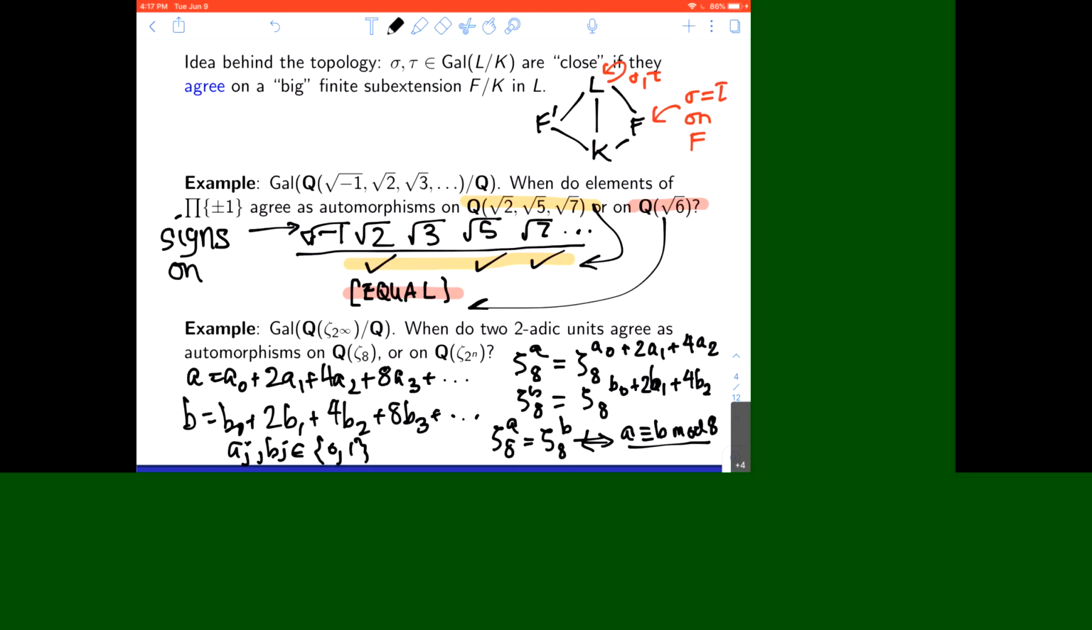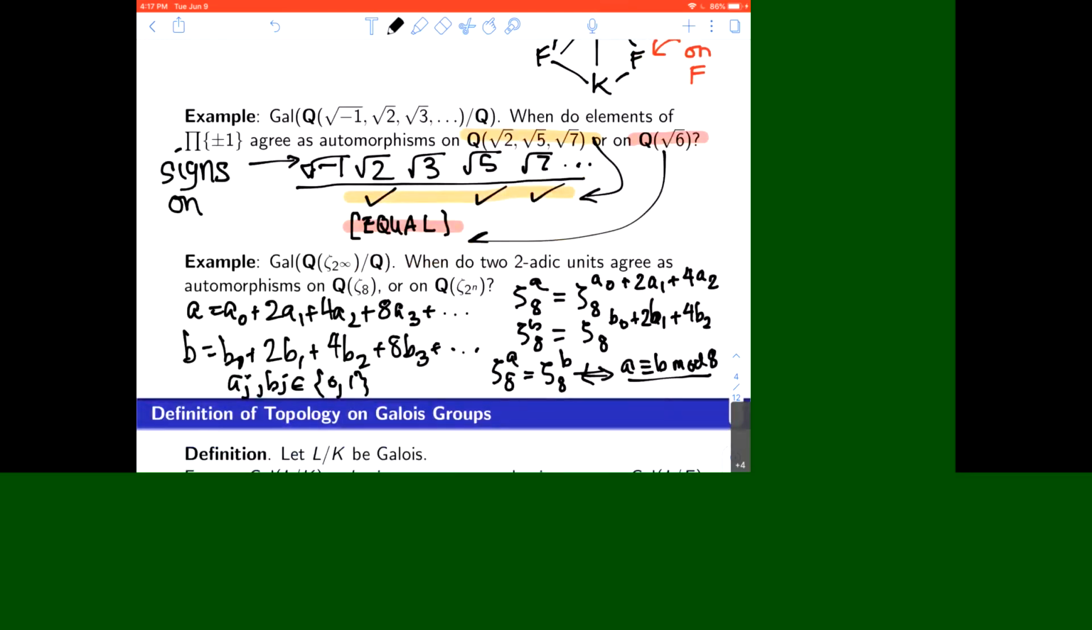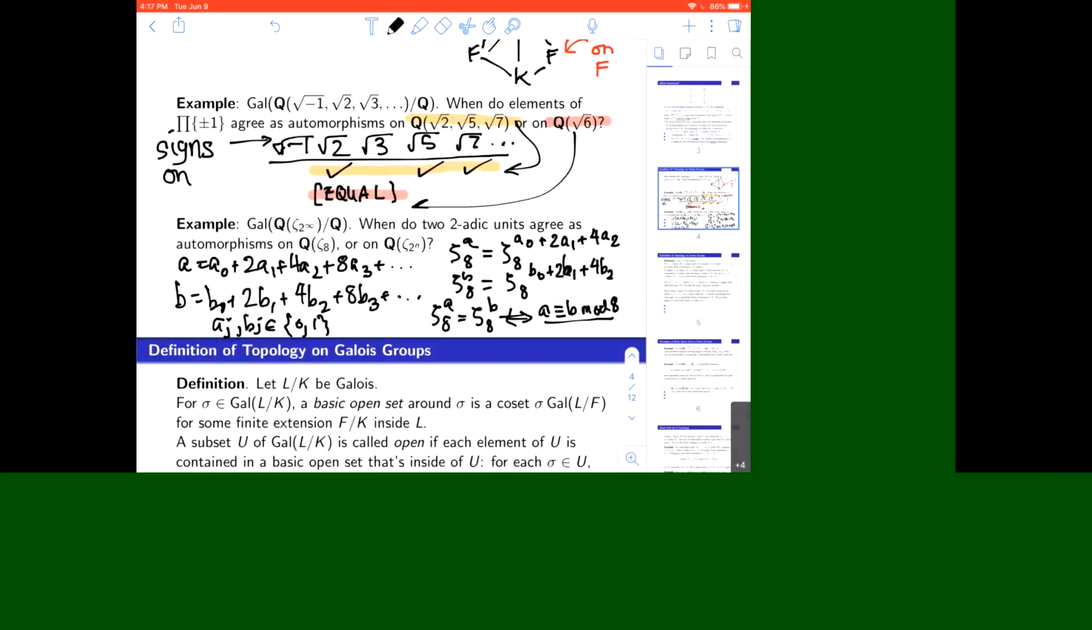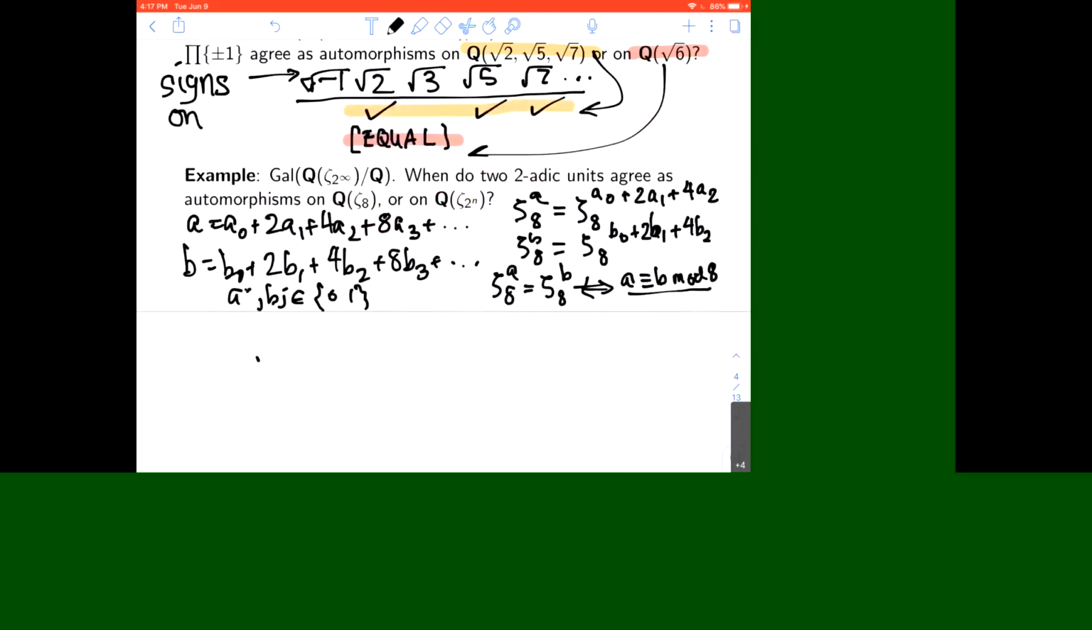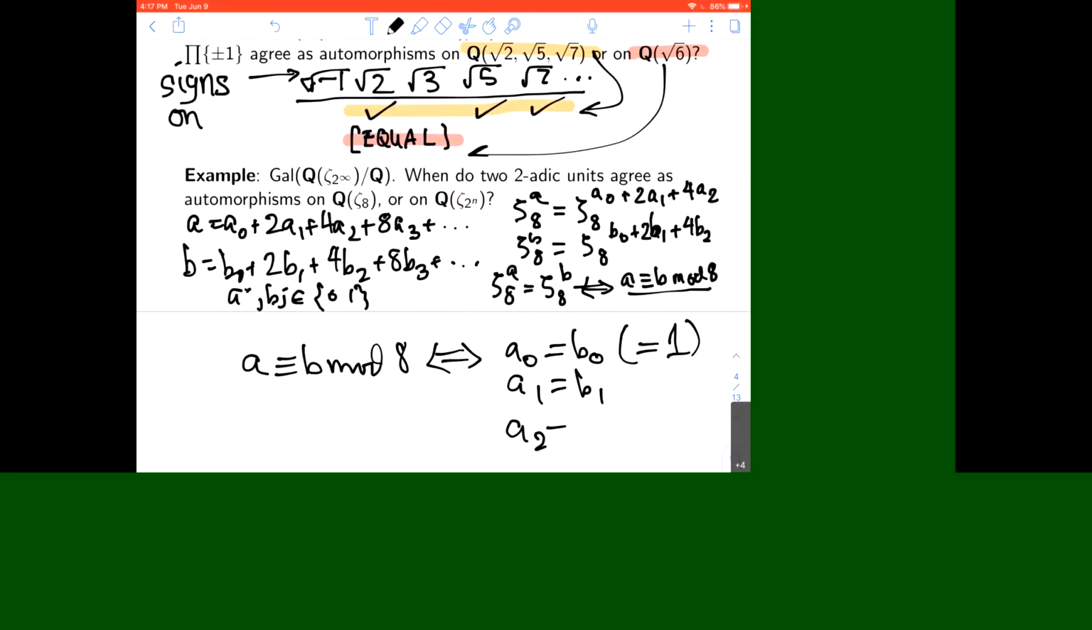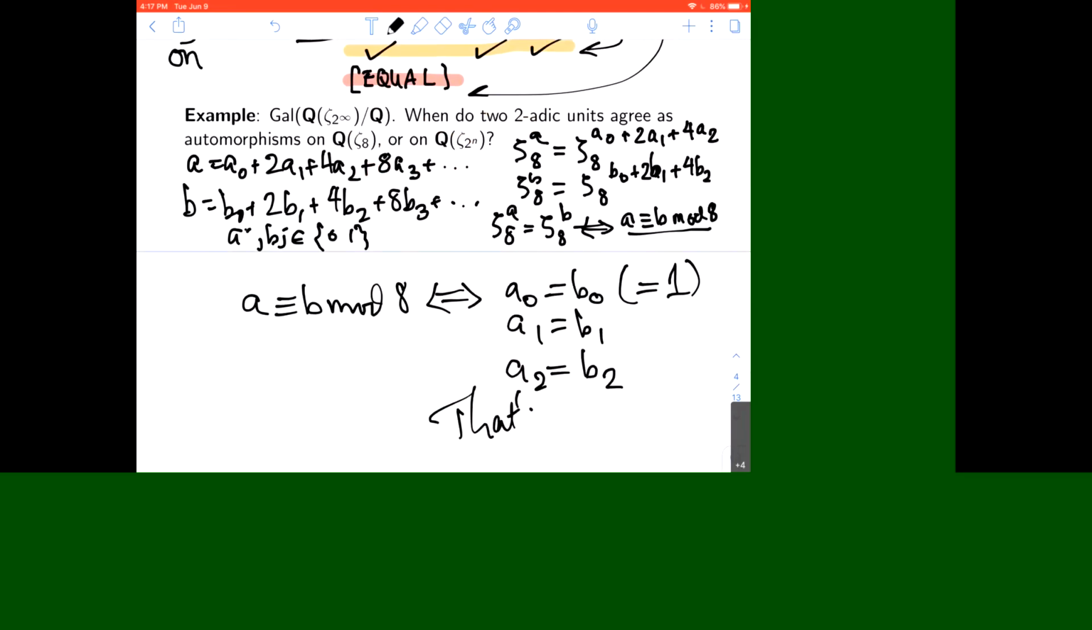Another way of saying it is, to say that a is the same as b mod 8, because I'm writing them in base 2, it basically means all the digits have to be the same. Now, the first ones were already the same, so maybe not the best example in the world, because there wasn't really a constraint there. But that's it, okay? That's what it means for them to look the same on Q adjoin zeta 8. The first few digits are the same.